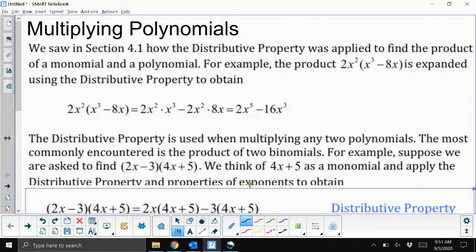So, yesterday or the day before, depending on when you did 4.1, you saw how to do the distributive property. Pretty straightforward, something you've been doing for a long time, but we just have to make sure we distribute it to everything, and then simplify our terms.